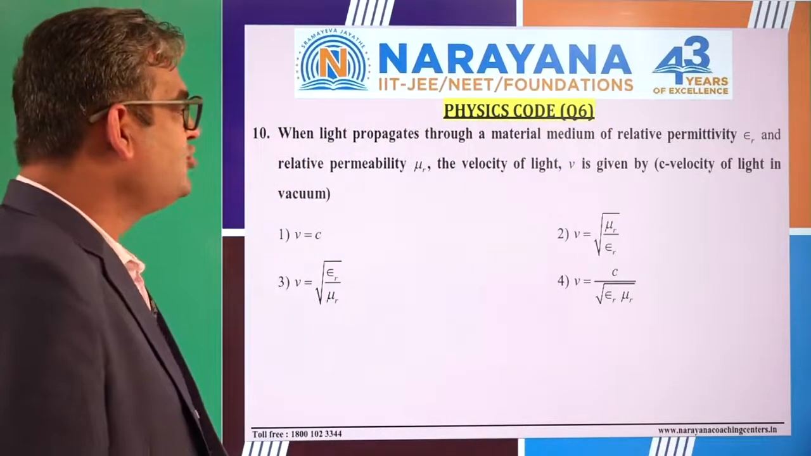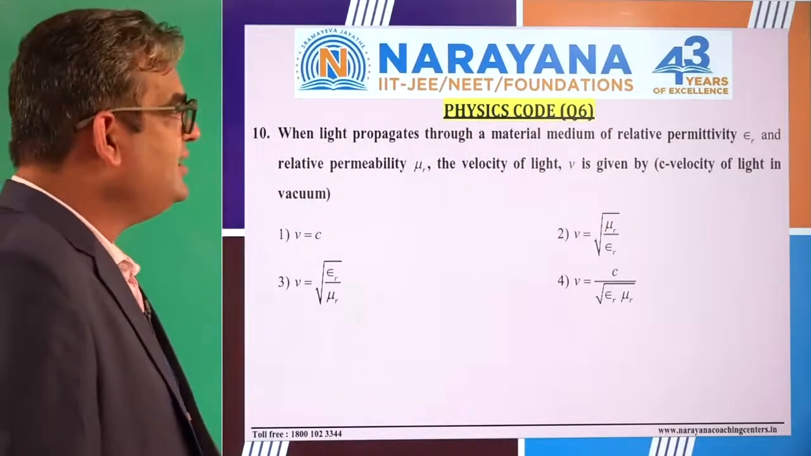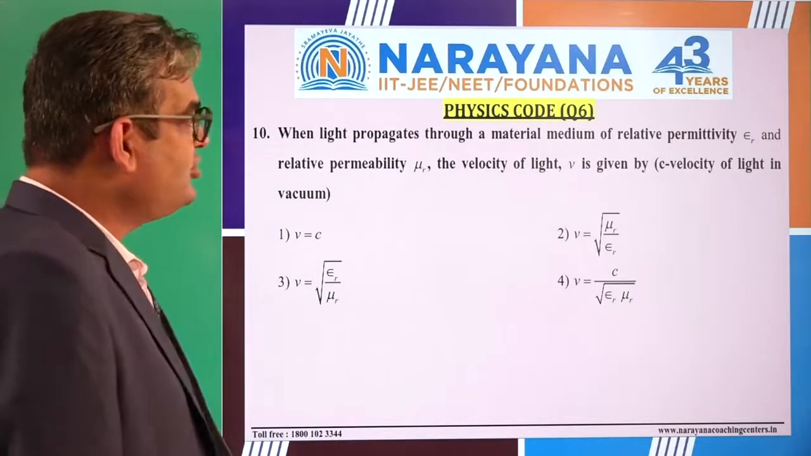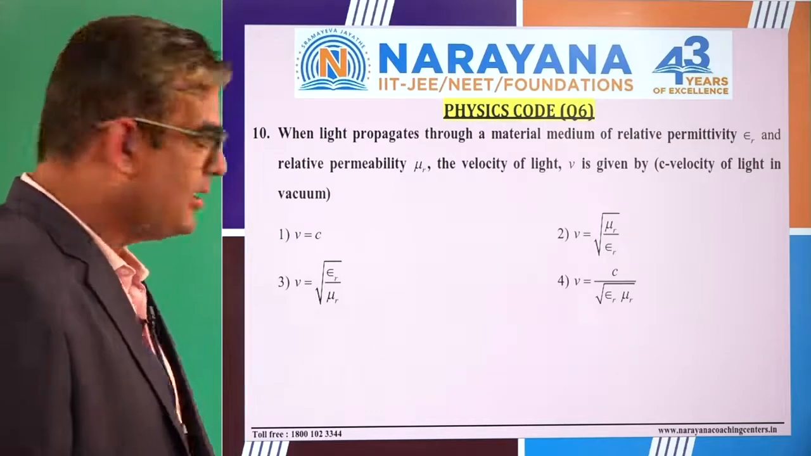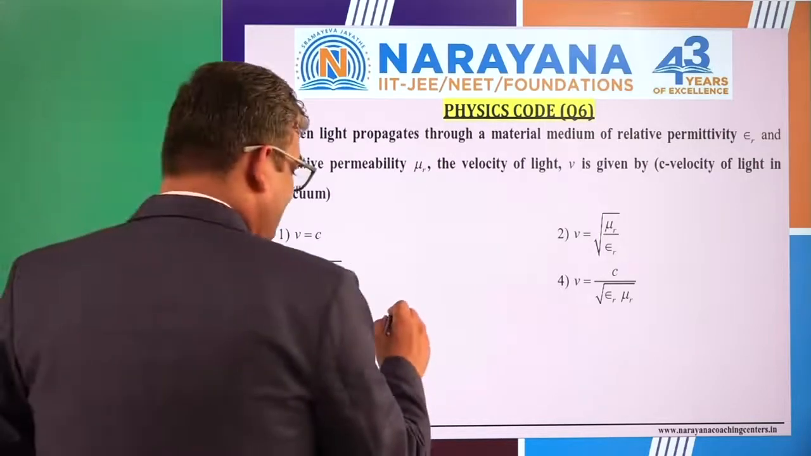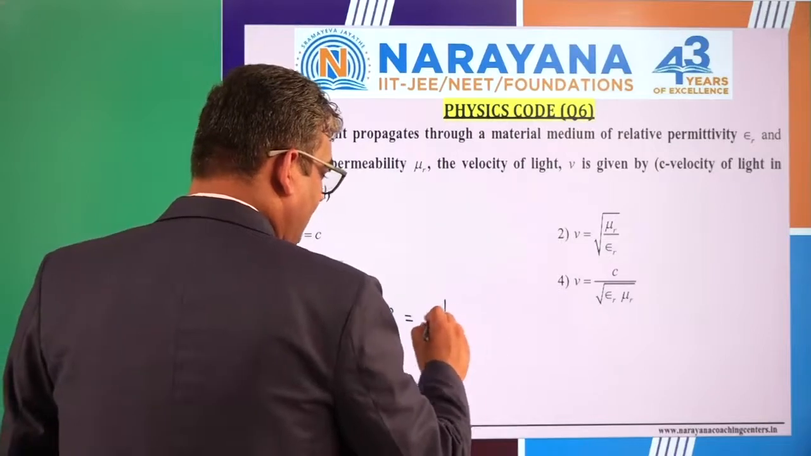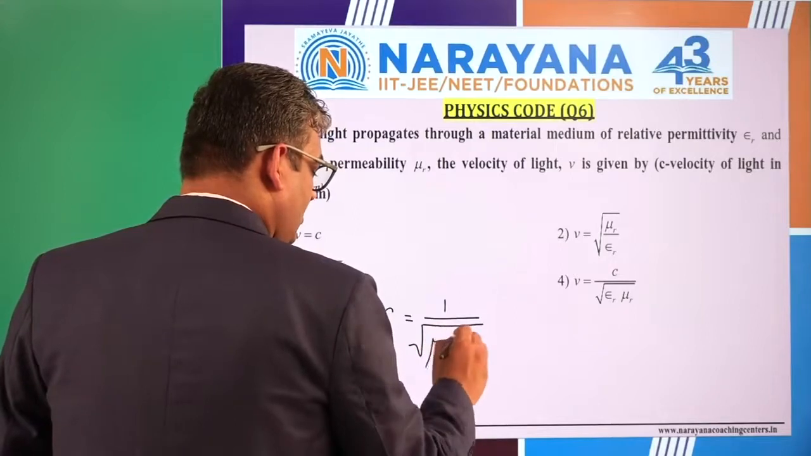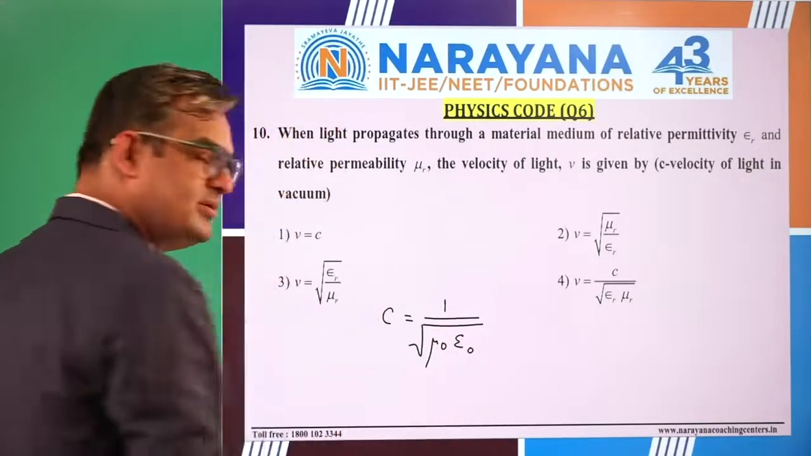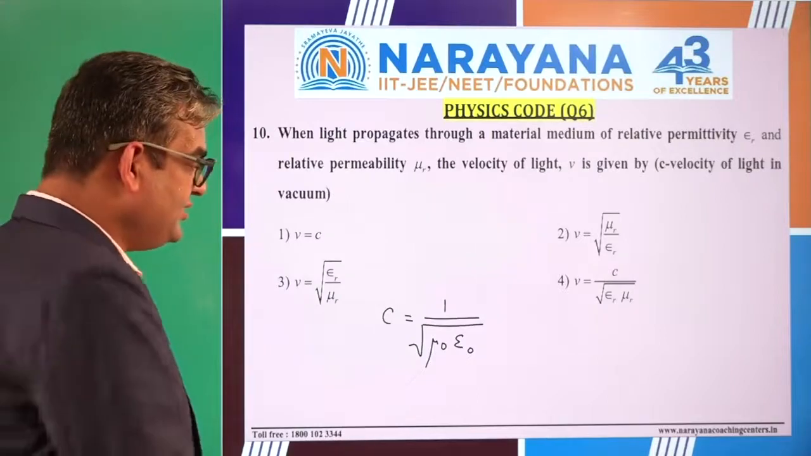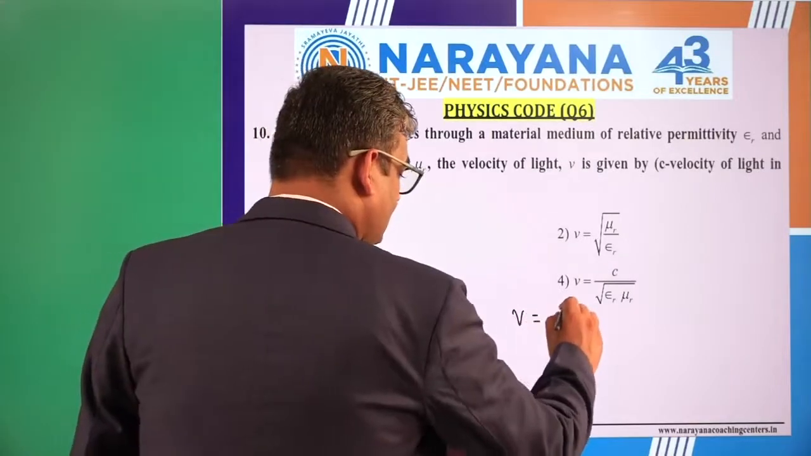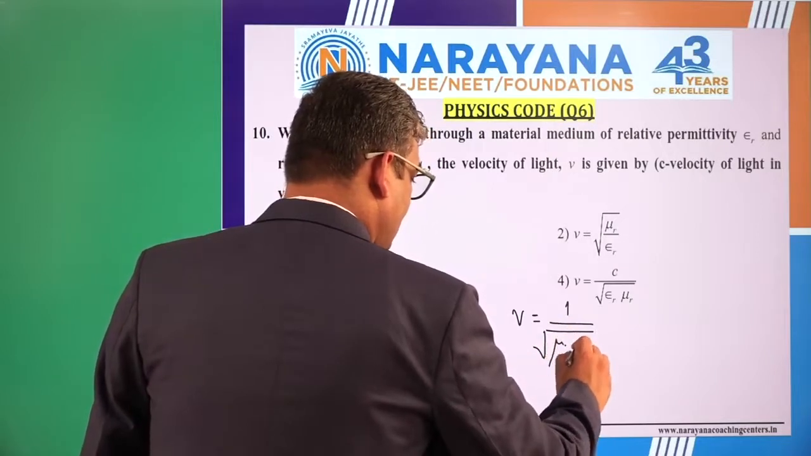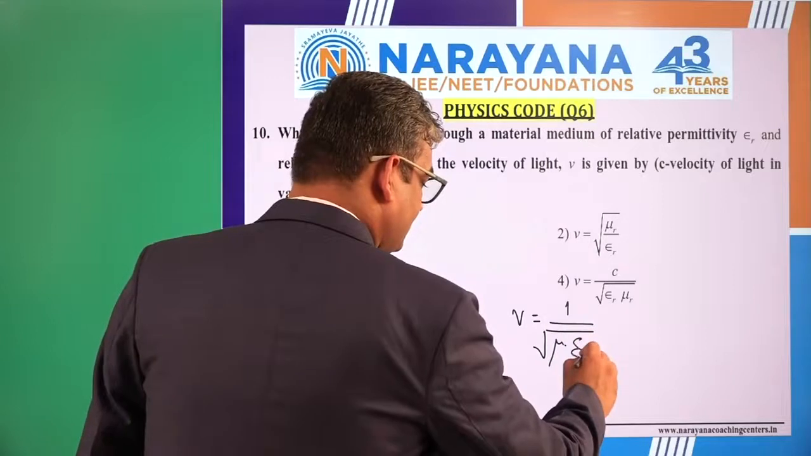When light propagates through a material medium of relative permittivity epsilon r and relative permeability mu r, the velocity of light v is given by. Of course, if we write C in terms of permittivity and permeability, then it is given by C equals 1 over root of mu naught multiplied with epsilon naught. But if we calculate speed of light in a particular medium, then it is given by 1 over root of mu for the medium multiplied with epsilon for the medium.